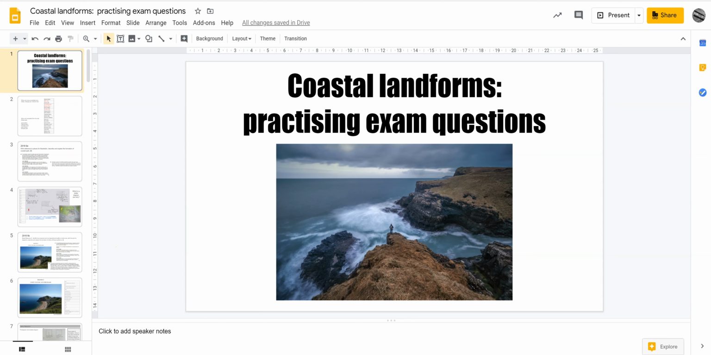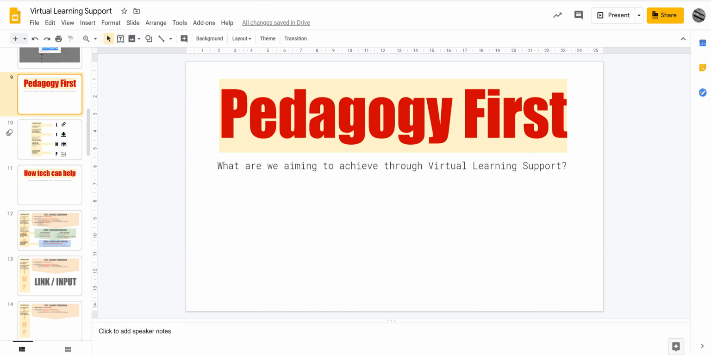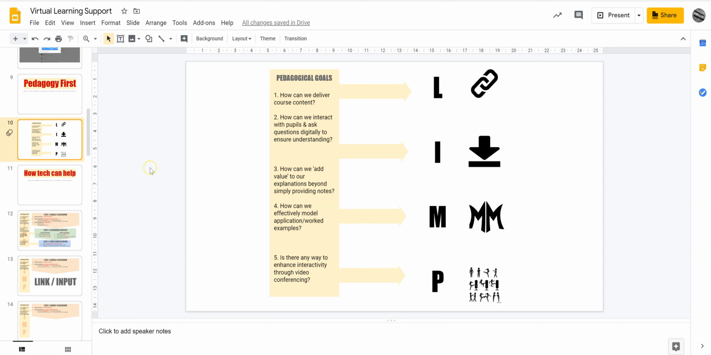to see if I can test out some models and see how they might work. Now, before we get into the detail of that, let me take you back a little bit to some work that we did with staff before we went into lockdown. We were asking questions about what we want to achieve through this virtual learning support, and in our school we've been using this model to help us to consider some of the core elements that need to go into any kind of classroom delivery that you're going to be doing.